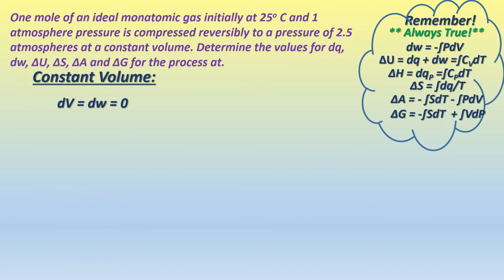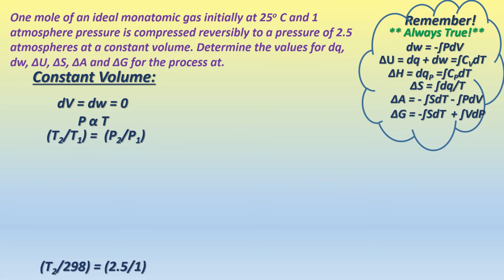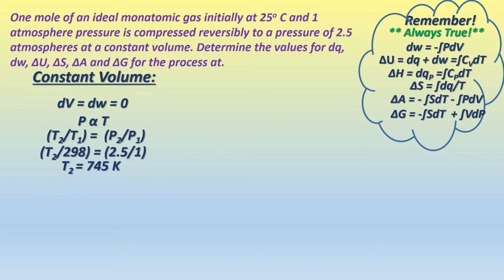And a constant volume means dV is 0. You look for things that depend upon dV, so the work is 0. For an ideal gas, pressure is also proportional to temperature. T2 over T1 is equal to P2 over P1. So if the pressure goes up by 2.5 times, the temperature also rises by 2.5 times. Its final temperature is 745 K. You now have a change in temperature of 447 Kelvin.